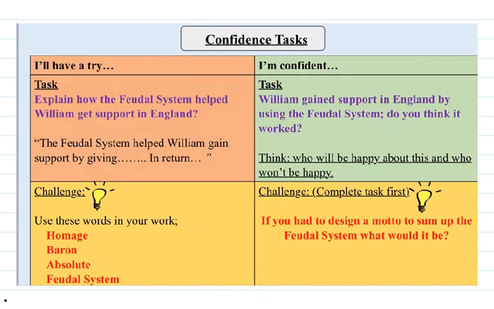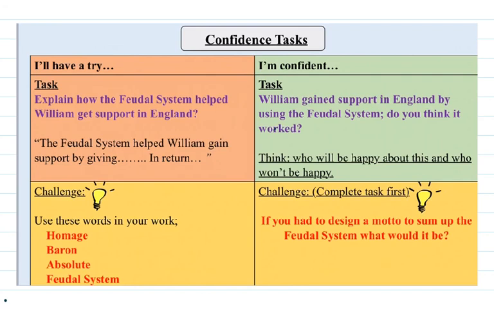Confidence task. This is the last thing before we finish. Basically, if you feel really confident about how William gained control and his problems in the feudal system, you're going to do the green task. All you're going to do is answer this question. William gained support in England by using the feudal system. Do you think it will work? And to do that, I need you to think about who will be happy and who won't be happy. So you just need to say, I think that the feudal system did work or did not work, and because. If you finish, I'd like you to come up with a motto to sum up the feudal system. So, remember your place would be a good one, or do your job, or the king is the boss, or something like that.